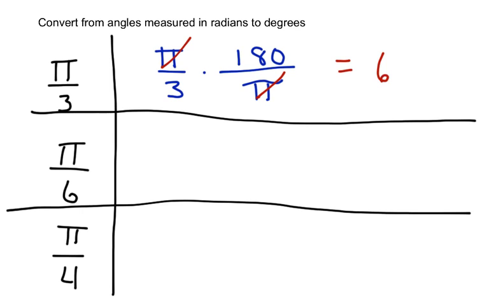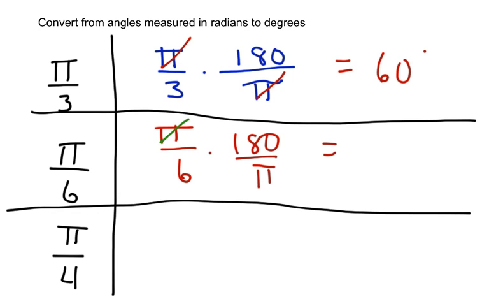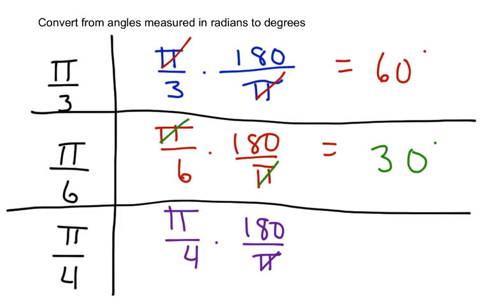And that would be 60 degrees. Pi over 6 times 180 over pi. The pi's cancel out. That's going to be 30 degrees. And then the pi over 4. Let's use purple. Pi over 4 times 180 over pi. They cancel out. There's 45 degrees and 180, so that's going to be 45 degrees. Right?